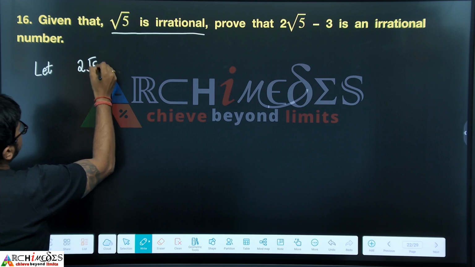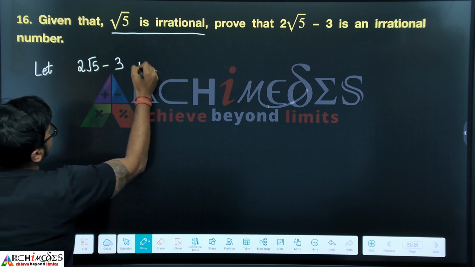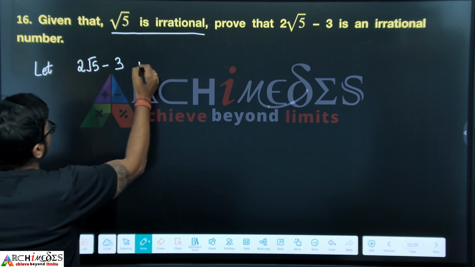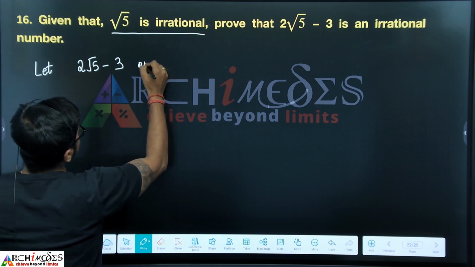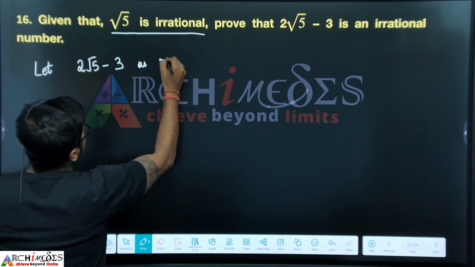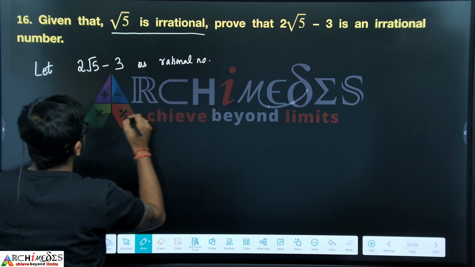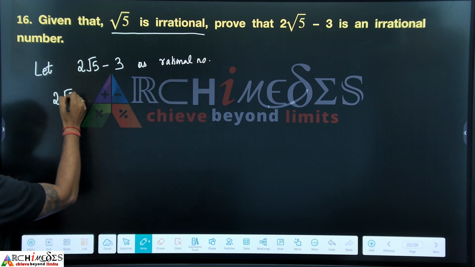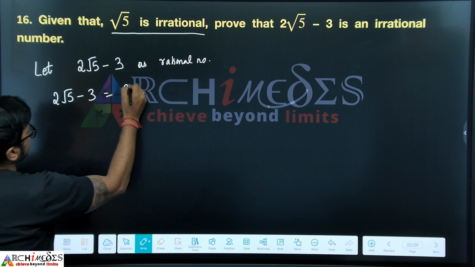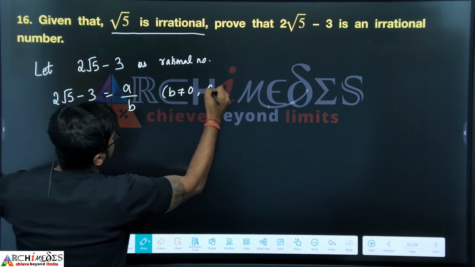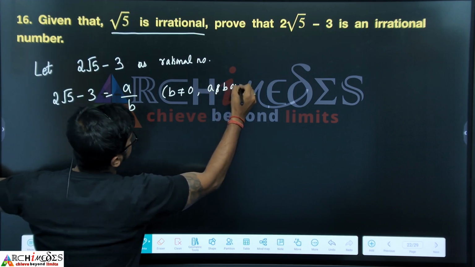So look over. In this case also I will write: let 2√5 minus 3 be rational. Whenever you have to prove any number is irrational, you have to assume that it is rational. Always you'll use this method, okay? Contradiction method. So I'll write 2√5 minus 3 is equal to a by b. Any doubt? Where b is not equal to 0 and a and b are co-prime.